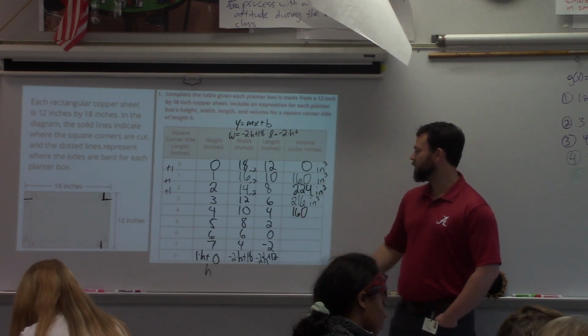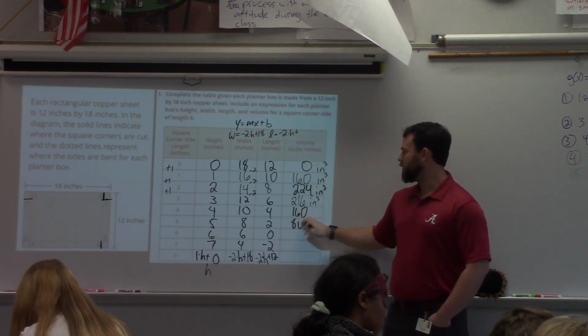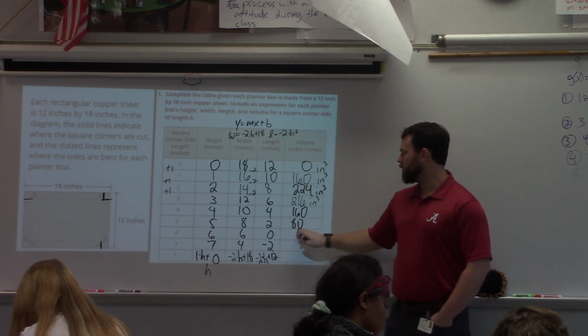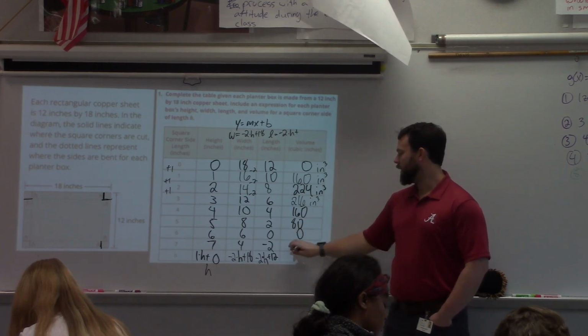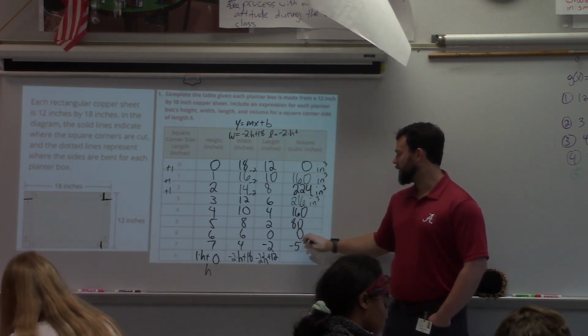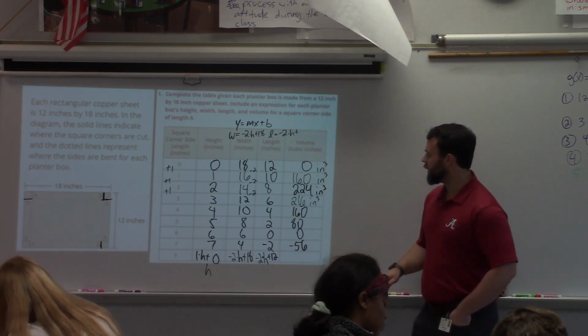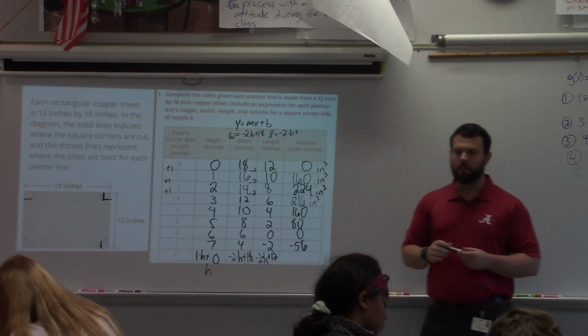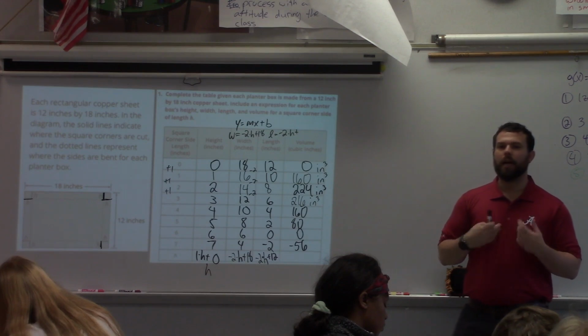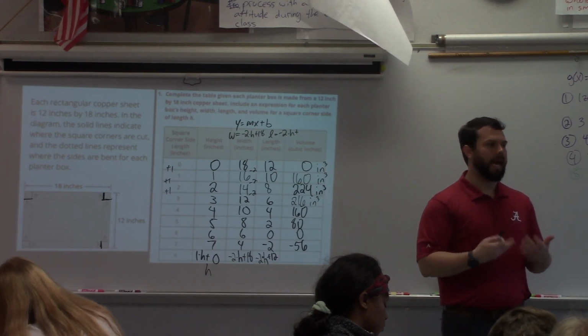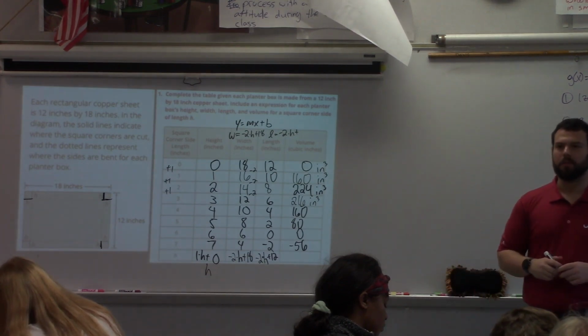160 again? 80? 0? Negative what? 56? And we'll get to that one in a second. So here's something I want to point out. Every polynomial had a pattern or a relationship to it.